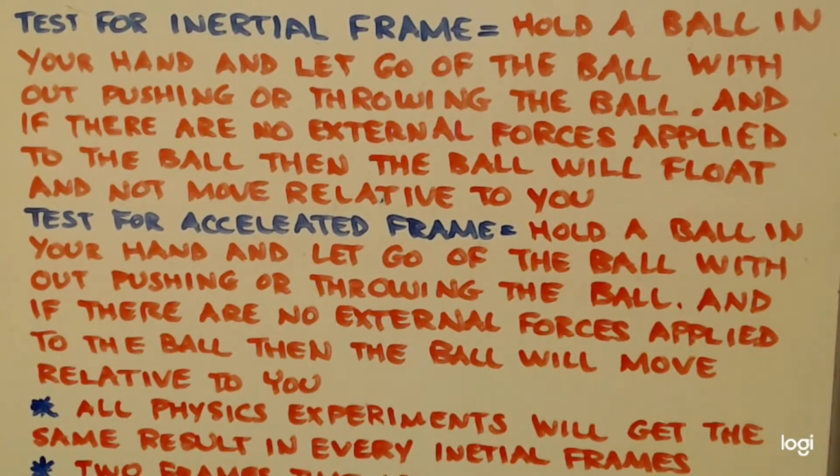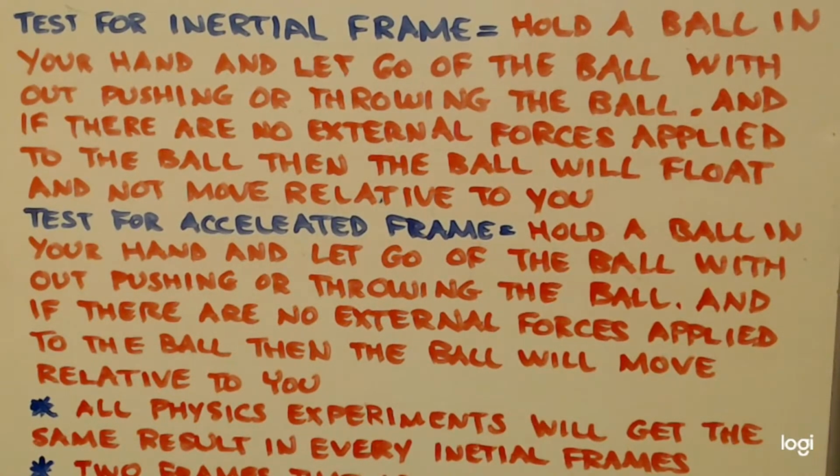Okay, there are two types of frames of reference. One is an inertial frame of reference and one is an accelerated frame of reference. So what does it mean to be in an inertial frame of reference? That basically means you are standing still or you are at constant velocity. Okay, it's one of the two. And in physics, basically that's the same thing. Standing still and going at a constant velocity is the same exact thing.